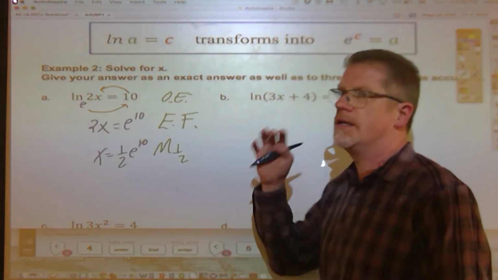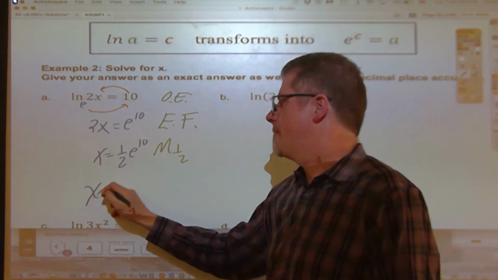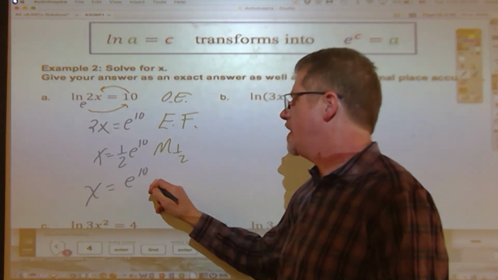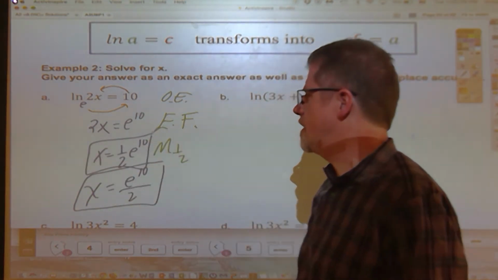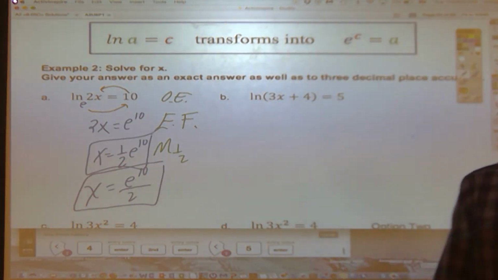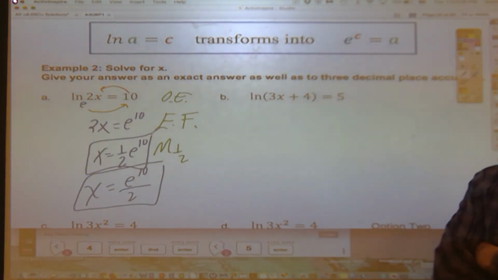Now, what if you're thinking D2 instead of M1/2? Well, then you'd probably write e to the 10th over 2. Both of these are acceptable answers. Both of those are full credit. Any questions on letter A?